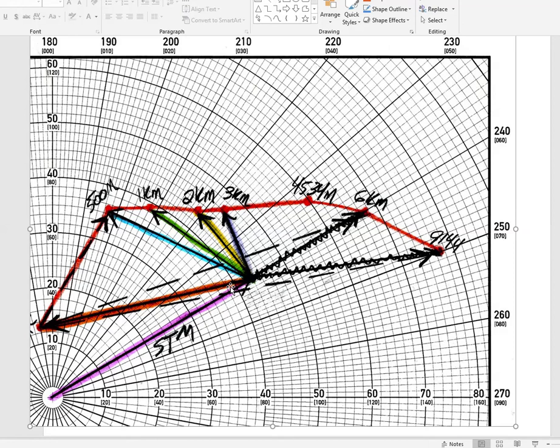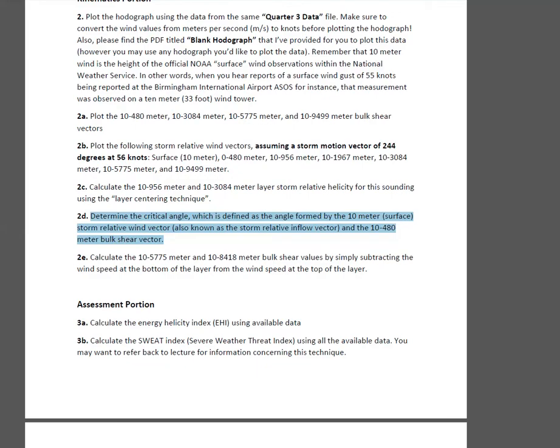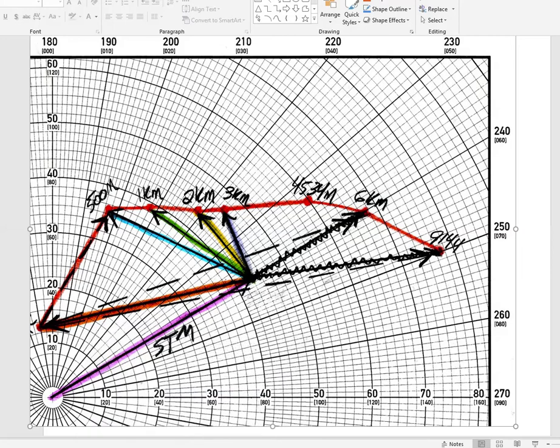That's just another term for it in weather jargon. So what we want to do is, let me make sure. Okay, critical angle. Yeah, so that's the angle between the 0 through 500 meter bulk shear vector.